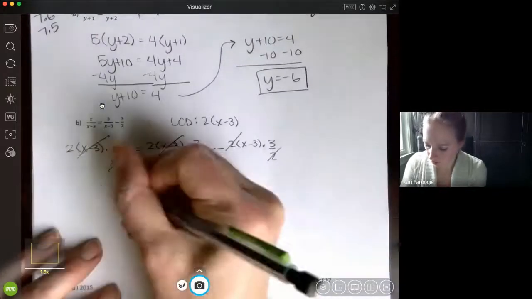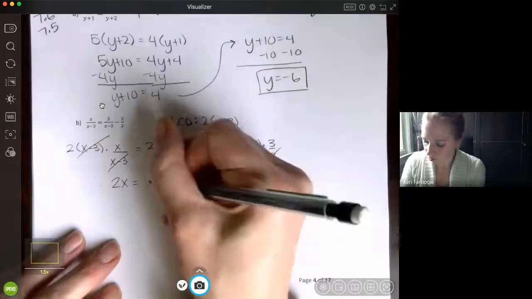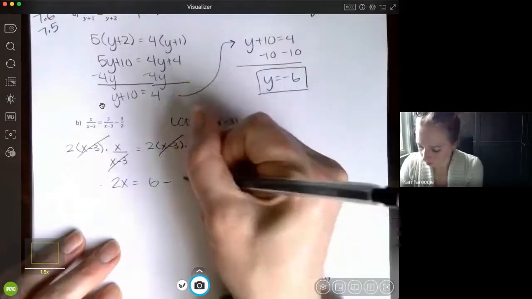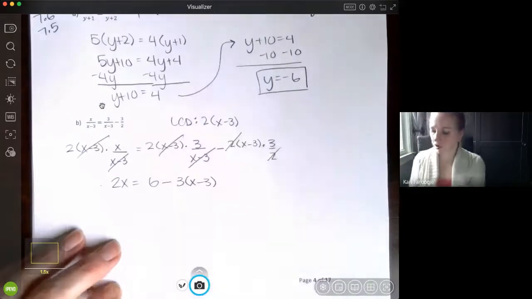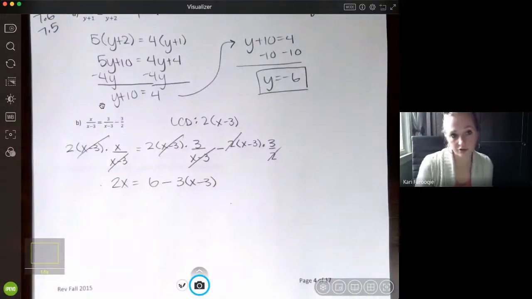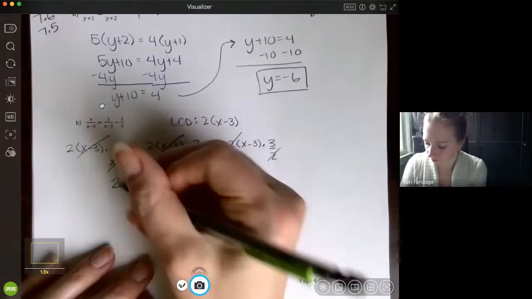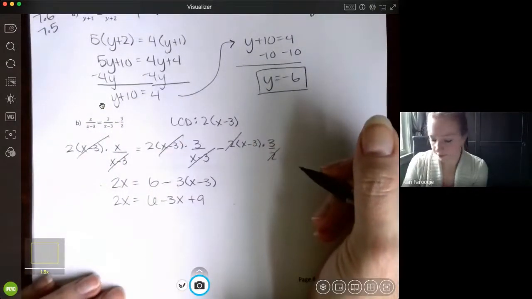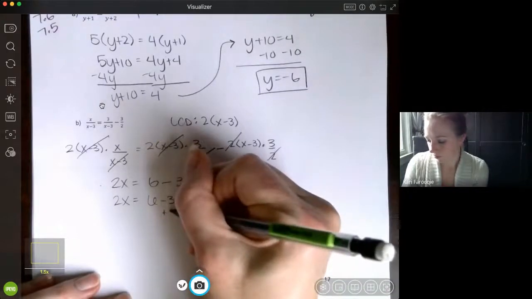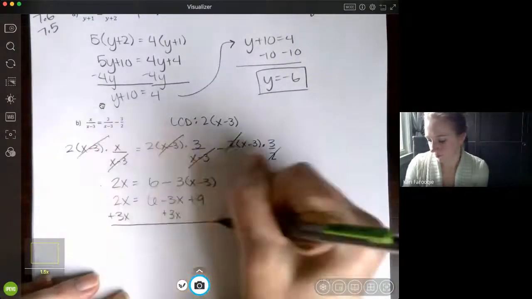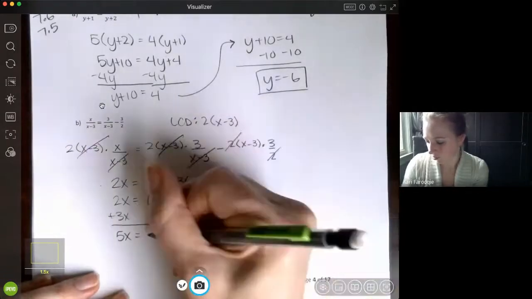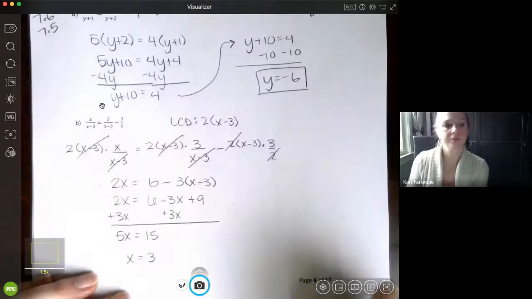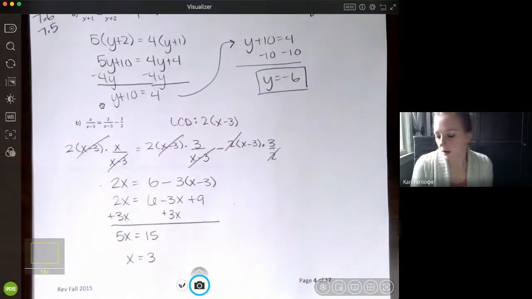So on the left-hand side, you have 2x. On the right-hand side, 2 times 3 is 6, minus 3 times the quantity x minus 3. Make sure that 3 gets distributed into your parentheses. 2x equals 6 minus 3x plus 9. Do this in any order you'd like. 5x equals 15. x equals 3. Now, you're thinking, great, I'm done, awesome.